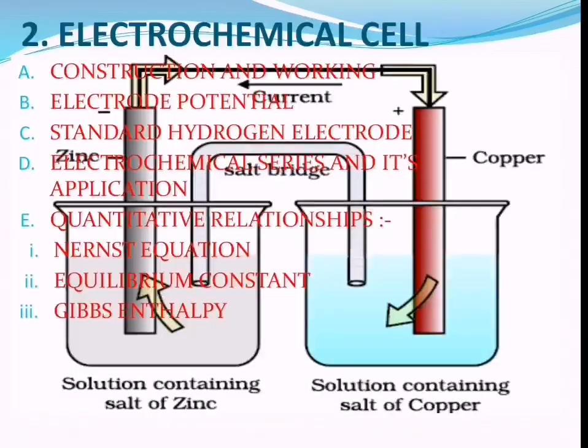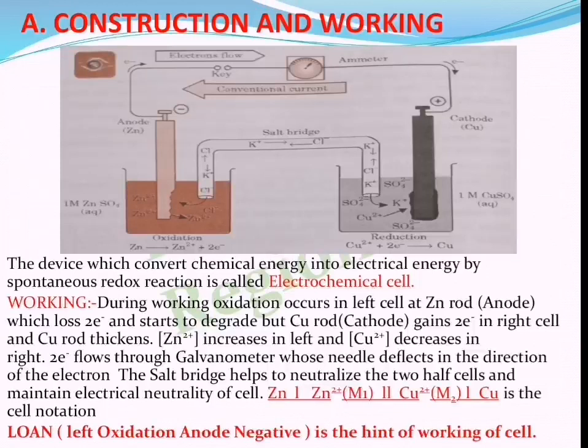Let's again look at the main topics and subtopics. The first is construction and working. Here you have to pay attention to the diagram and working of the cell, the cell notation, and most important, this LOA: on the left hand side oxidation occurs, and this rod is called the anode and it is negatively charged. Remember this, it will be very helpful to you.